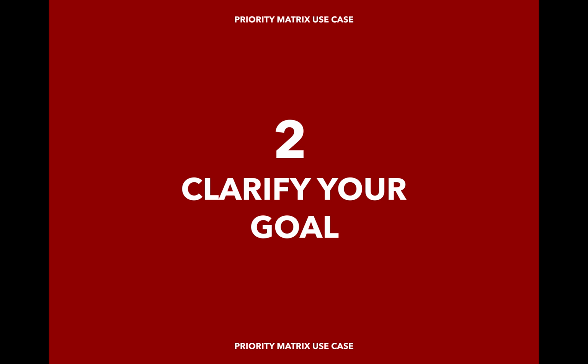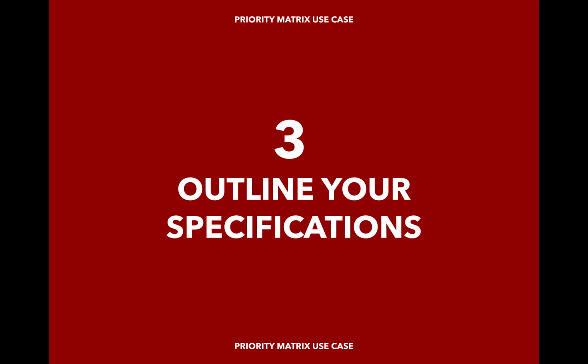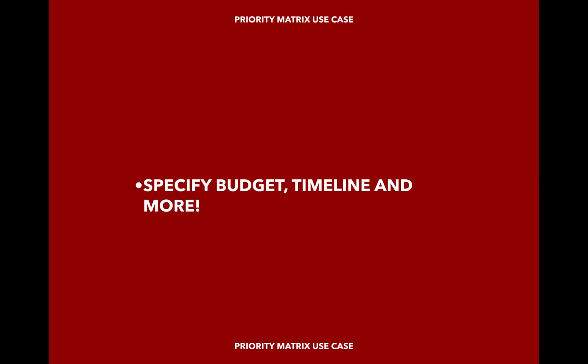Step 2, clarify your goal. Remember that the goal should align with the company's goal. Also, it's best to stick to one goal. And step 3, outline your specifications. You're going to need to specify budget, timeline, and more.